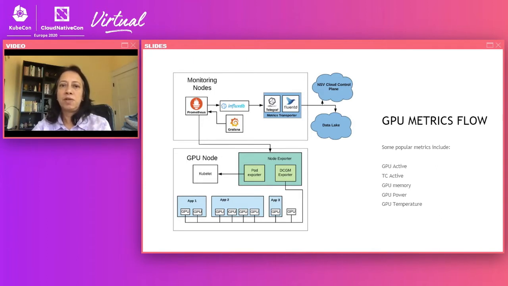We scrape these metrics every 30 seconds. These then get sent via InfluxDB to the metrics transporter and from there to the cloud systems. Some of the key GPU metrics are listed here.